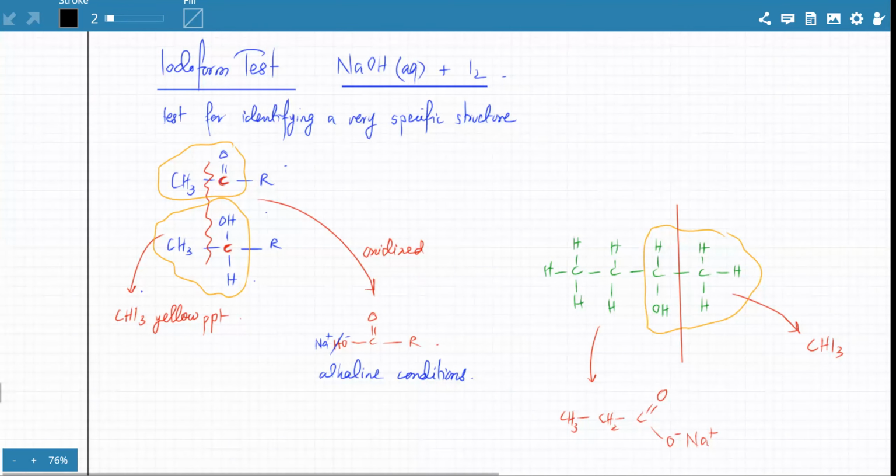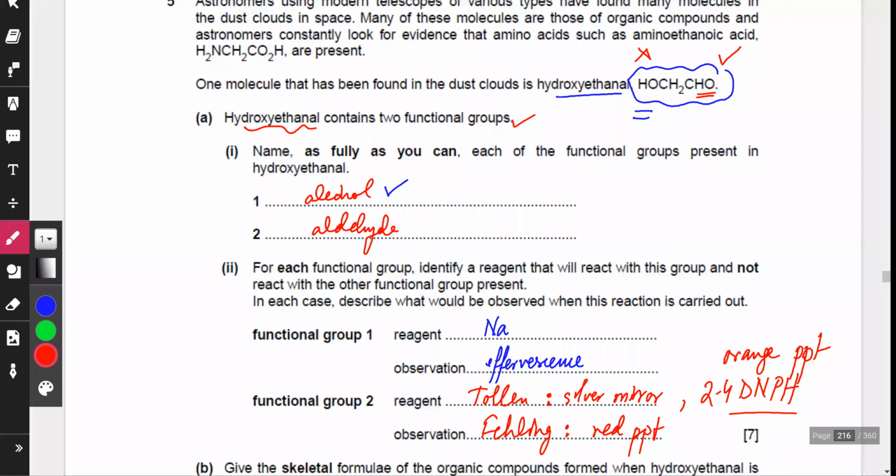अच्छा, सो इज दिस क्लियर? Yes, sir. अच्छा, नाउ किधर थे हम? अच्छा, एल्डिहाइड का टेस्ट हो गया, ठीक है.